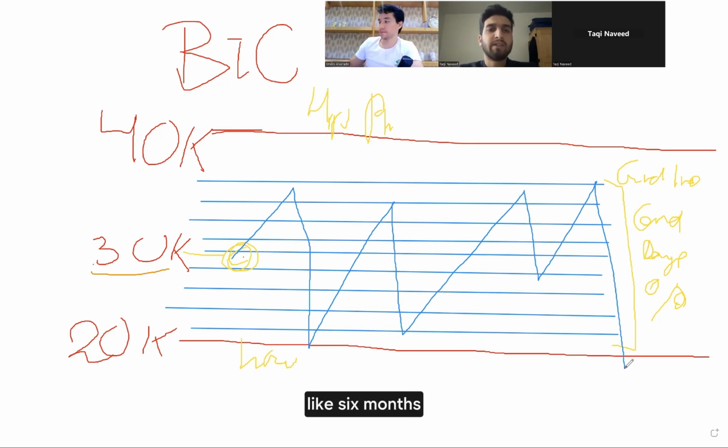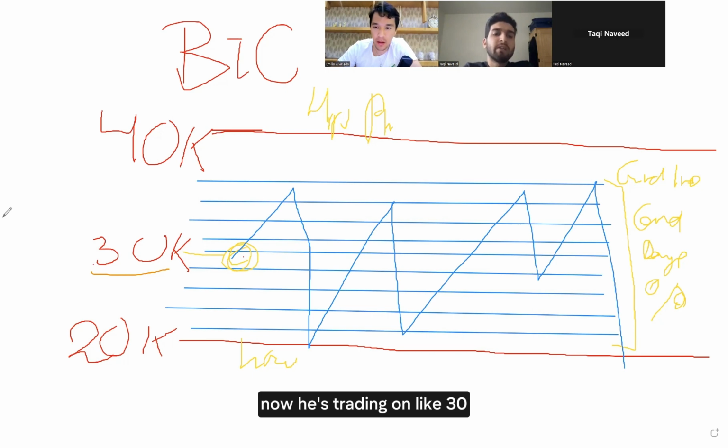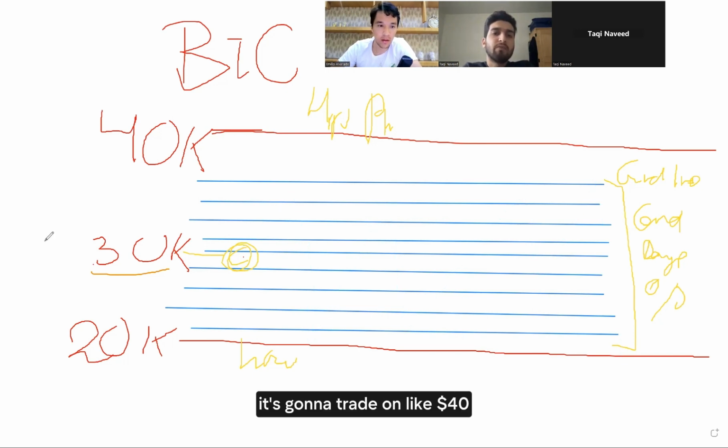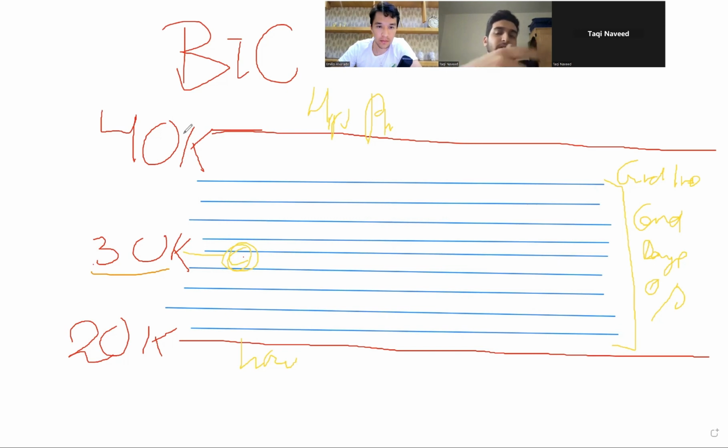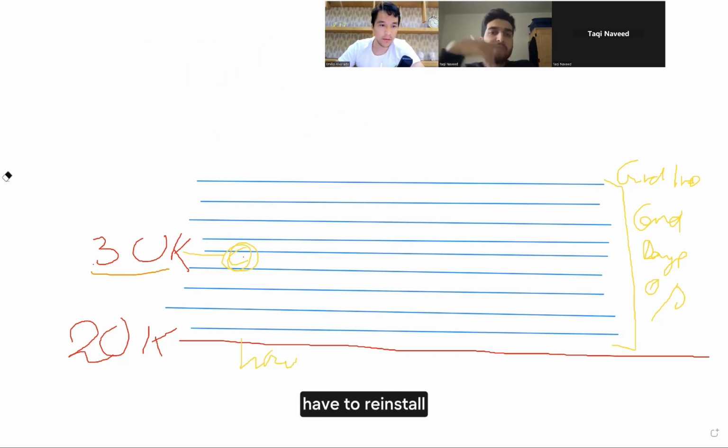What if after 6 months or 1 year that coin is gaining value and the high and low have changed? Now it's trading at around 30, but eventually it's going to trade at like $40,000, and the high is 50 and the low is 30. So what should we do at that time? Do we have to reinstall the bot, or do we have to just close that trade and close that currency and find a new one? I love that question.